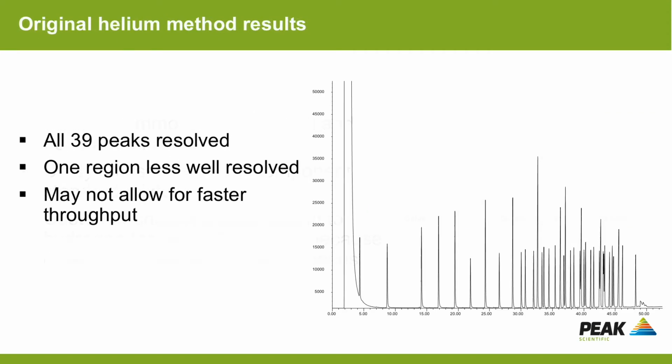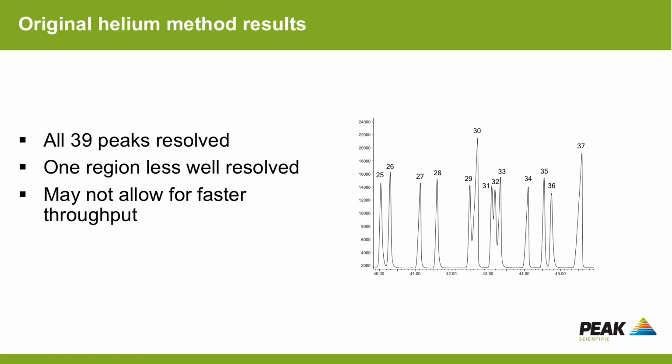So looking at the helium method results, we have all 39 peaks resolved on the chromatogram. There is one region that is slightly less well resolved, and so this was a potential point of concern when we were looking at cutting the method. And you can see the peaks here labelled numbers 29 through to 33 are not very well resolved at all. And so what the customer basically looked at converting the method, but obviously with a keen eye on this area of the chromatogram.